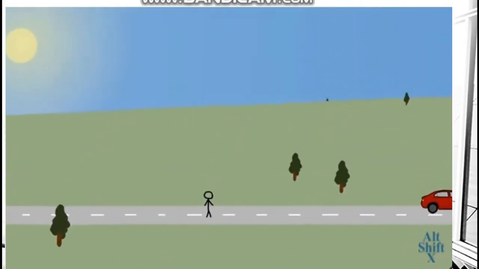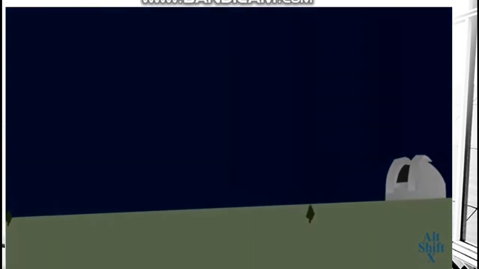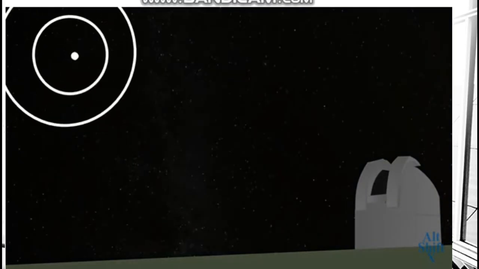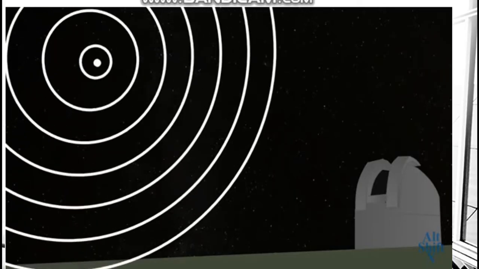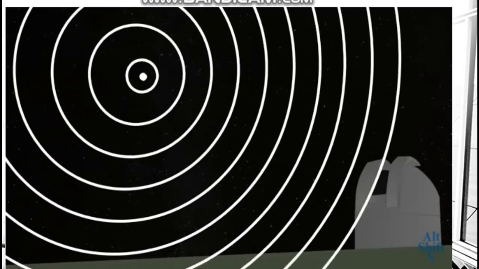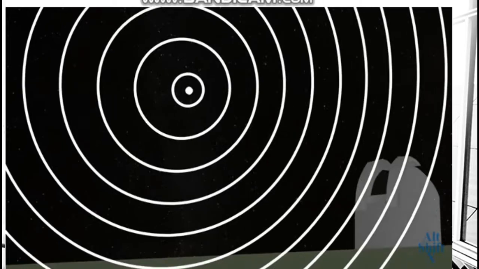So that's how the Doppler effect works with sound. It also affects another kind of wave, light. So let's say you look out your observatory and you see a star. Just like the car's sound waves, if the star is moving towards you, even just a little bit, the light waves that it emits will be bunched up, meaning that you see the light at a higher frequency than it actually is. Frequency in sound is pitch, so what does it mean for light?